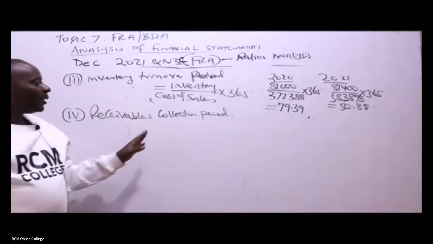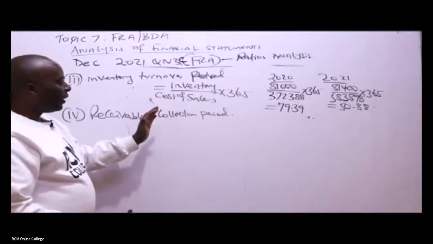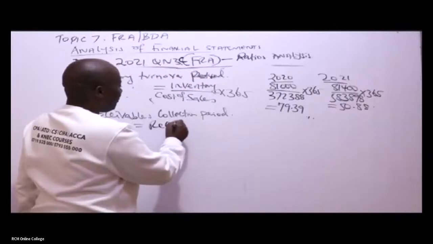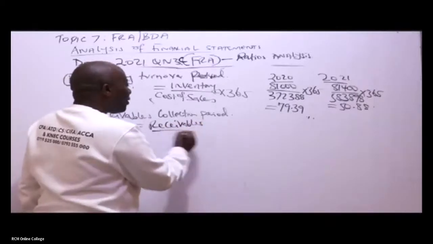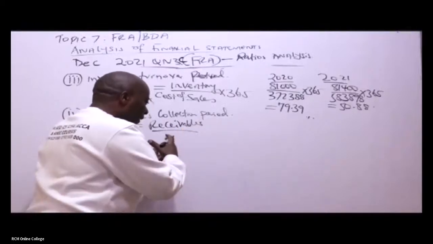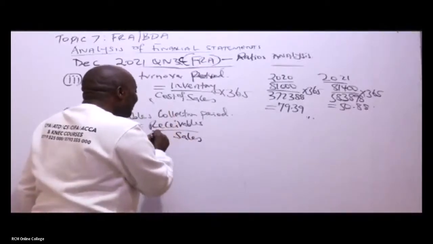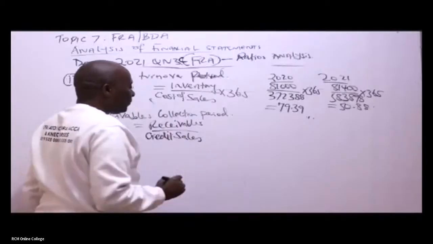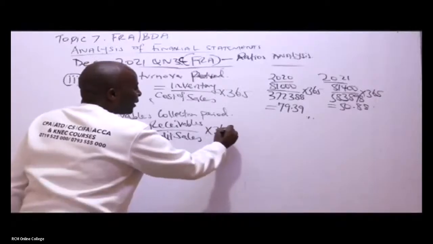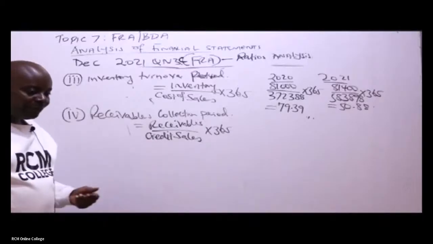Ladies and gentlemen, this one is very close and similar to the other period. So here, I will take receivables, what I expect to receive. But remember, what I expect to receive is a function of sales. So I can't divide by cost, it will be sales. And to be precise, it is the credit sales, times 365 days. This will become clearer as we progress.